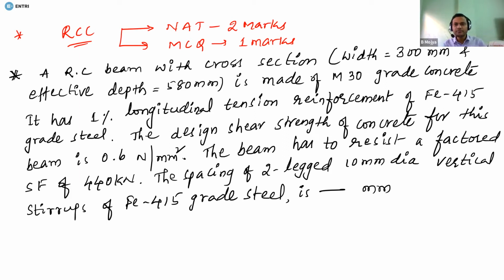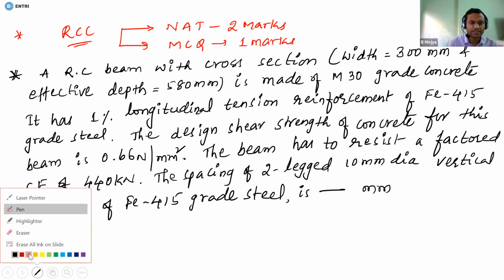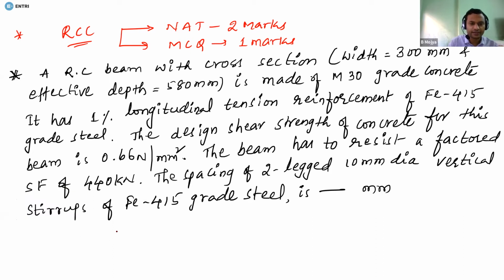Okay, yes. So as per the given data, it is said that the design strength of concrete is 0.66 Newton per millimeter square. So tau c value is given. Let me just write the given data. Tau c is given as 0.66 Newton per millimeter square, and b is given as 300 millimeter.